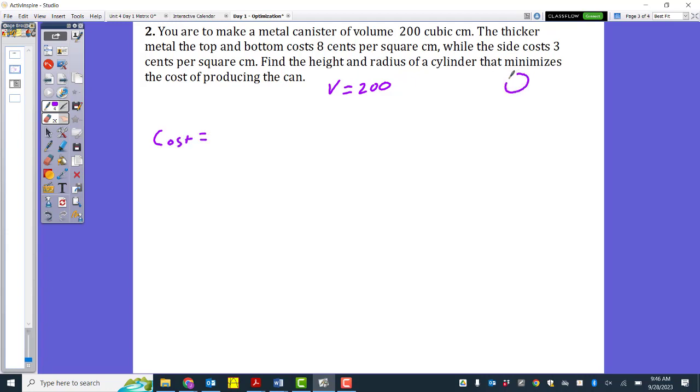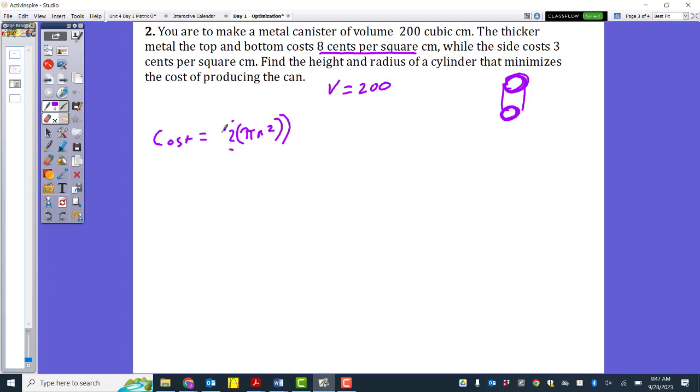So it's a cylinder. Let's think cylinder here. This thicker material at the top and bottom is going to be more expensive, so the cost of them is going to be 8 cents per square centimeter. Well, the square centimeters is just the area of these shapes on top and bottom. The area of a circle is pi r squared. We have two circles, top and bottom, so 2 times pi r squared, then times the cost. So times 8 cents, really it should be 0.08. We'll do 0.08 to make this easier.